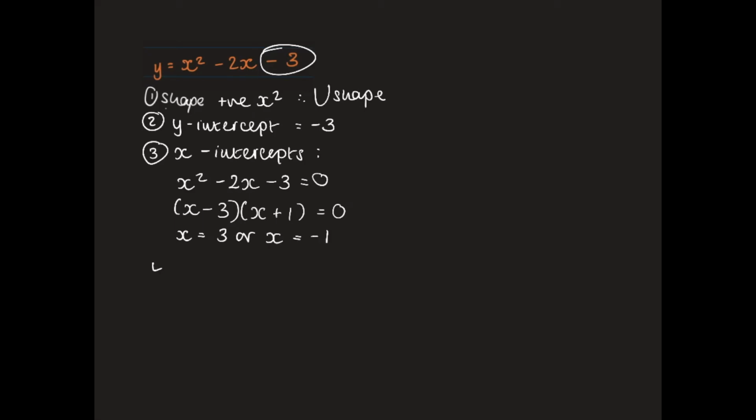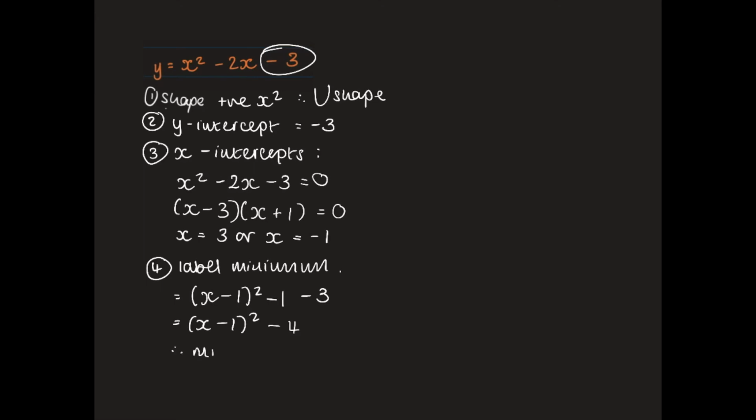If I want to label the minimum, let's pretend that the question has asked me that. Then I need to write this in completed square form. So I do b divided by 2, so that's going to be 1. Take away the square of that, and take away my 3. So I know the minimum is 1, minus 4. So now I can sketch.